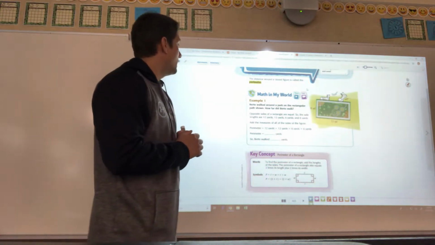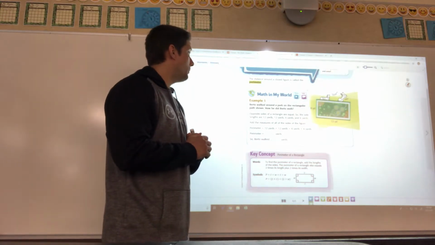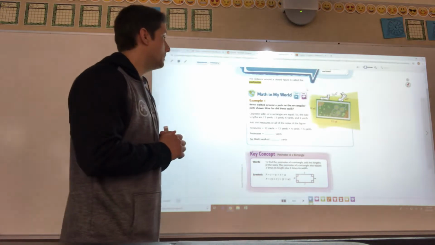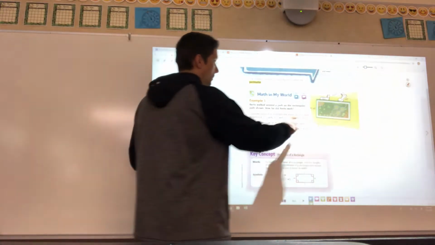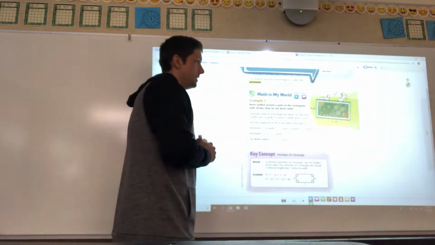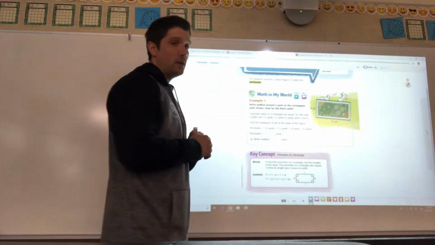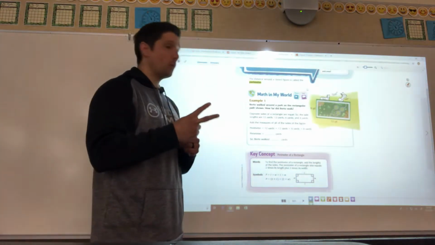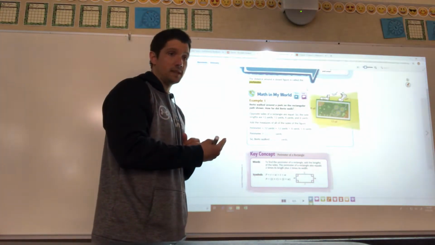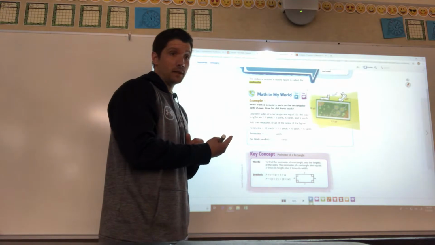Here we go. It says, Berto walked around a park on the rectangular path shown. How far did Berto walk? So this is a map of where Berto walked. As you can see, yes, it is a rectangle. Now, they only show two sides. So what I want you guys to do is make sure we fill in those opposite sides on the rectangle. Opposite sides on a rectangle are congruent.